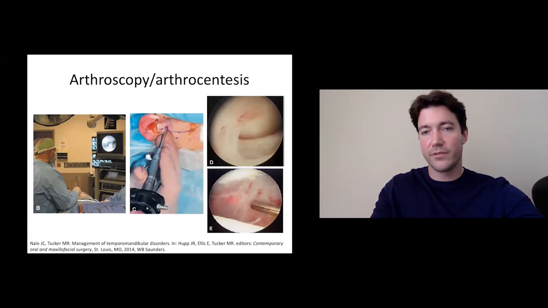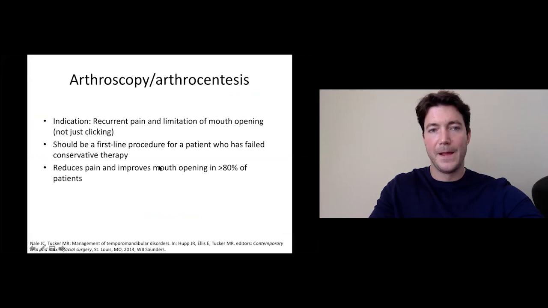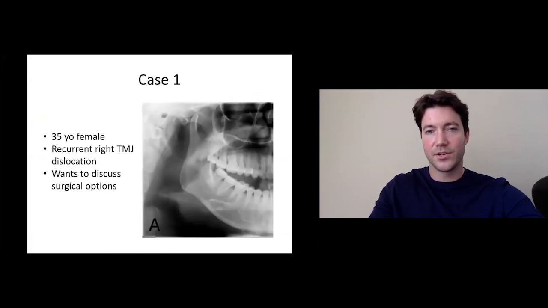Cool picture showing arthroscopy here. You see the little camera in the OR. You're looking directly at that while you're manipulating the scope in the joint, and you can flush it out. You can see some adhesions here. You can see some erythema and other signs of inflammation. And again, that's something the oral surgeon can take care of.